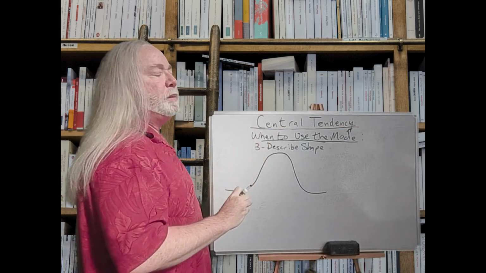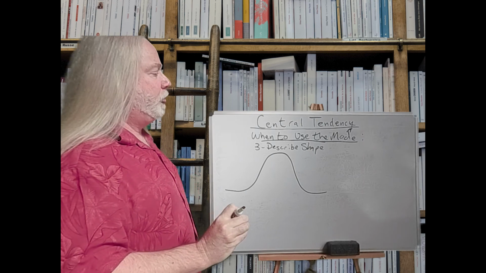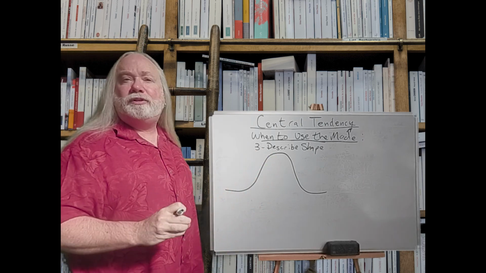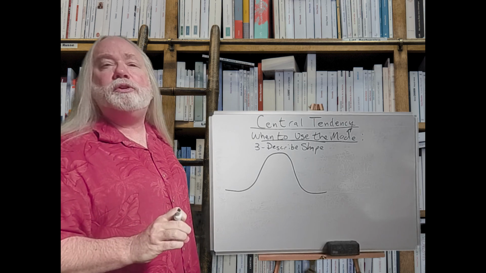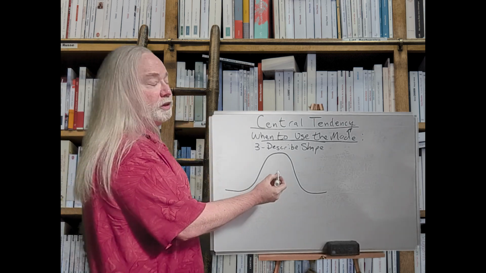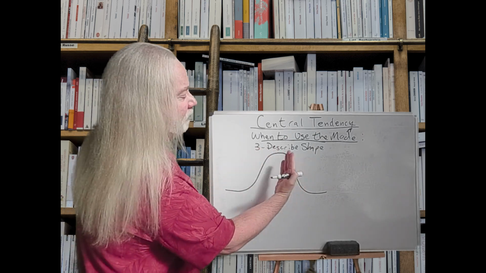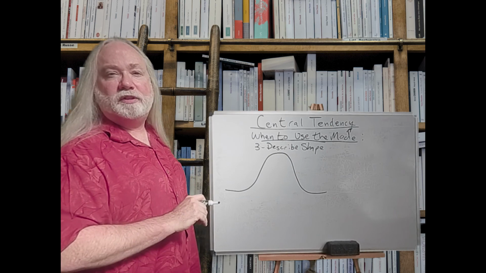Alrighty, so we are talking about using the mode to describe the shape of a distribution of scores. So what I've drawn up here is, remember, a normal distribution. Normal distribution means two things. Let's remember, it means that most of the scores are in the middle and that it is roughly symmetrical, that the left and right sides are basically mirror images of each other.